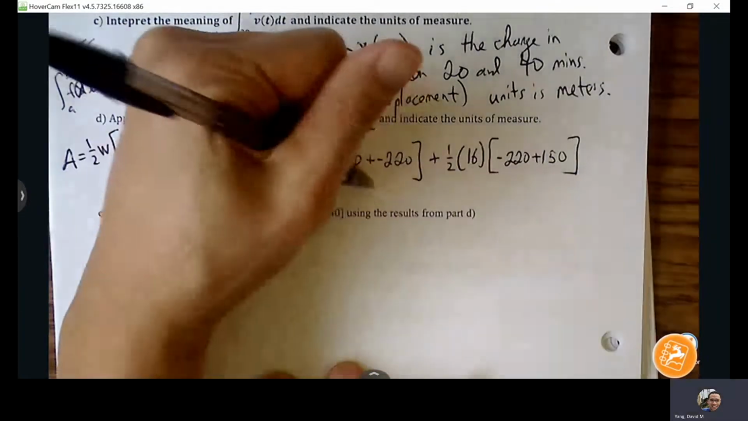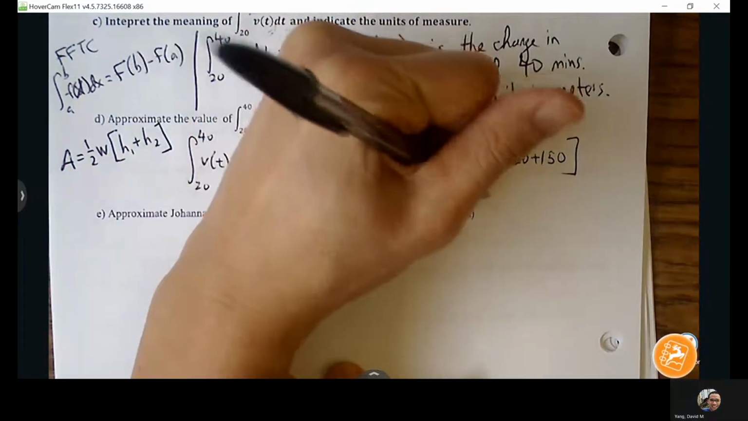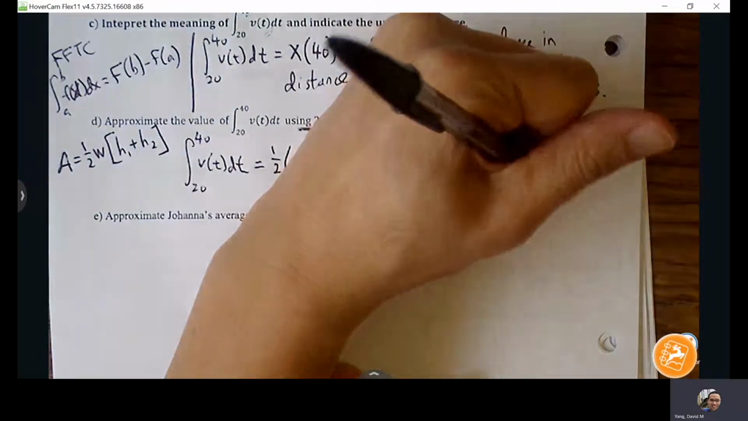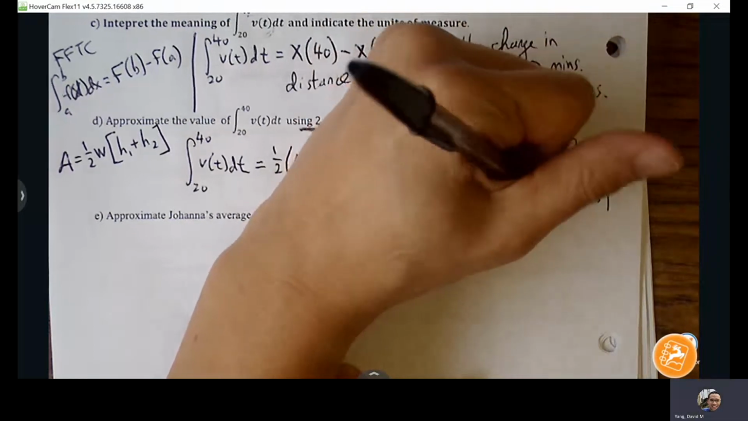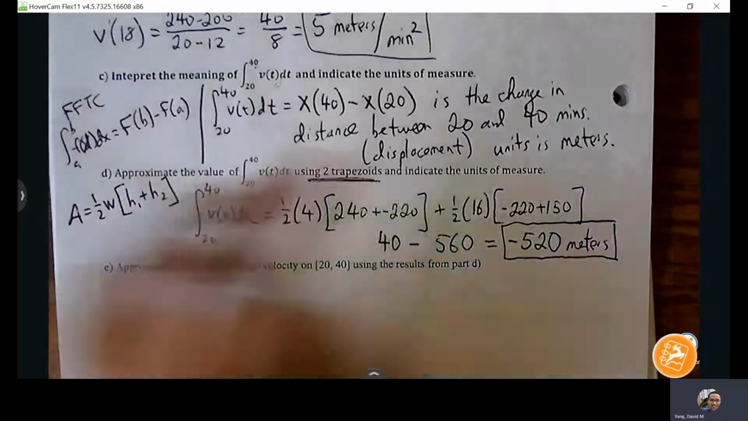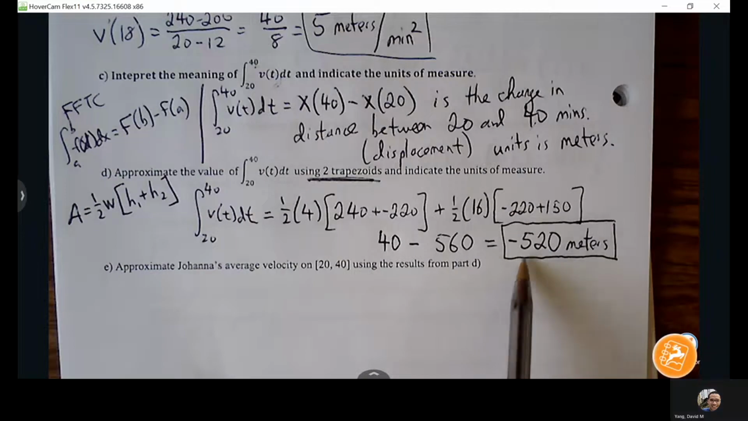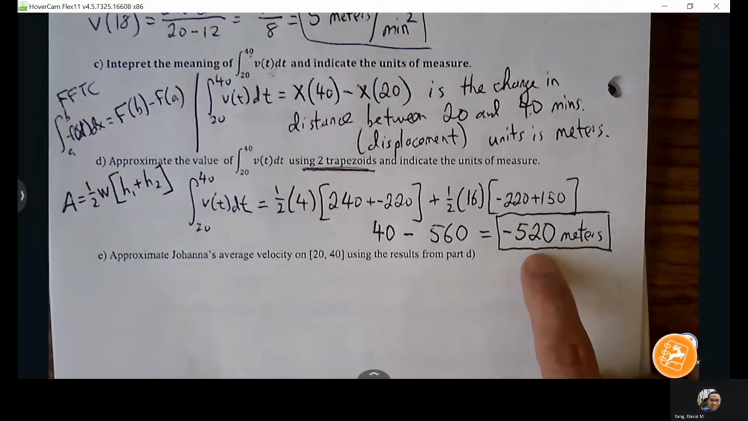Okay, all this cleans up to be 40 minus 560. Units is meters. Okay, C and D are talking about the same situation. This is describing it, and part D is finding it. So can you put into words, what does this mean? What does that negative 520 meters mean in Joanna's case?